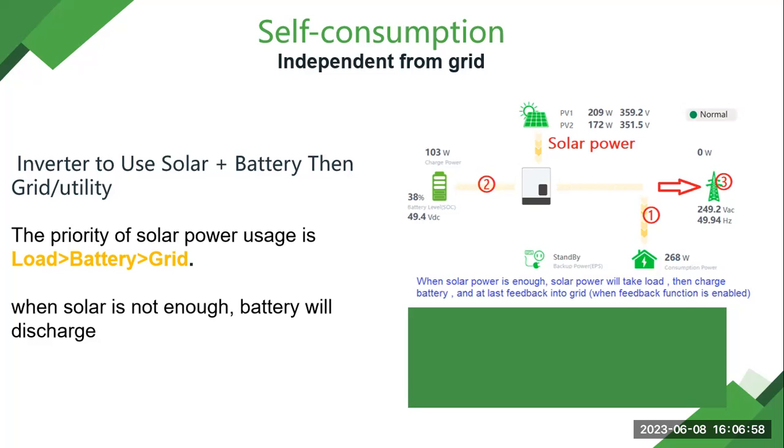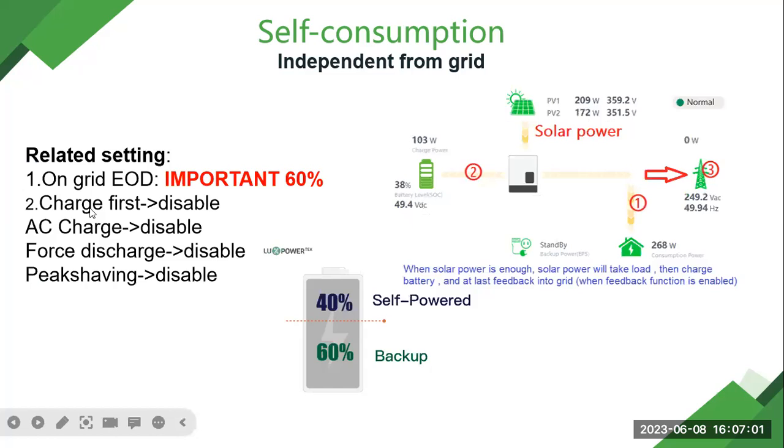The only setting you need to do is the on-grid EOD. This is very important. For example, if you set 60% of the EOD, it means that when the battery discharges to 60%, it will not discharge anymore. So 40% of the power is used for self-consumption, charge and discharge.